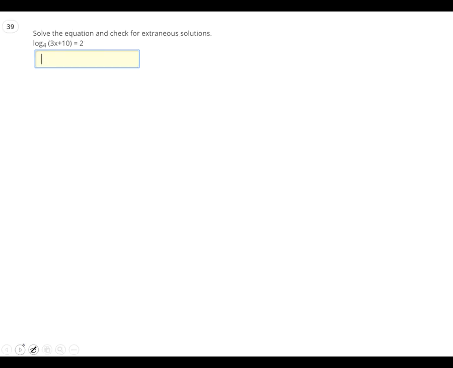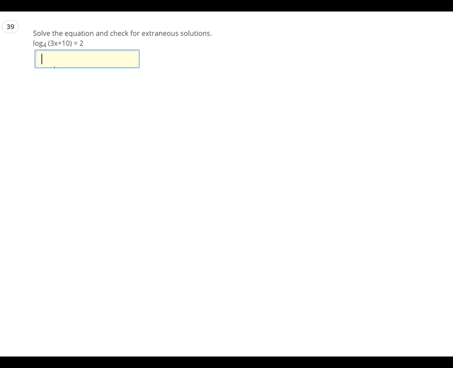Alright, let's go to 39. We're going to solve the equation and check for extraneous solutions. What kind of number am I not allowed to have inside of the logs? Yeah, you're not allowed to put a negative inside of there. So if I get a negative number or I put something in there that makes it negative, I can't use that number.